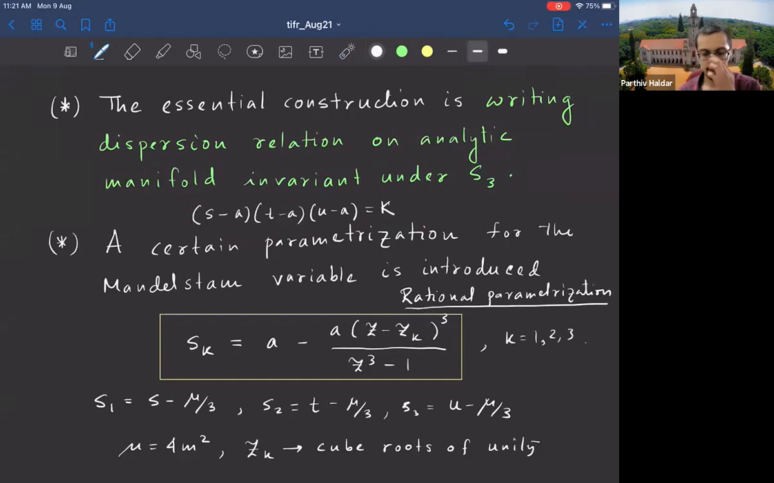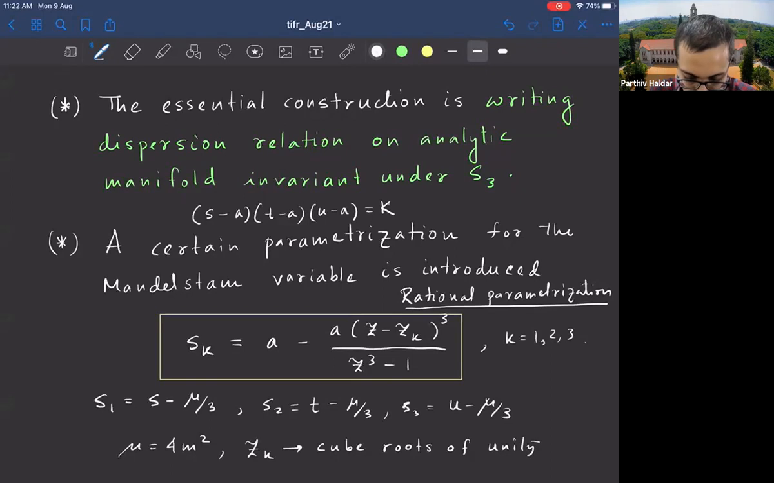The rational parameterization is actually to avoid any possible spurious branch points that may arise purely out of the parameterization problem. Rational parameterizations do not lead to that. And there we have rescaled s, t, u into s1, s2, s3, and they have been defined in this form, where the zk are basically the cube roots of unity.